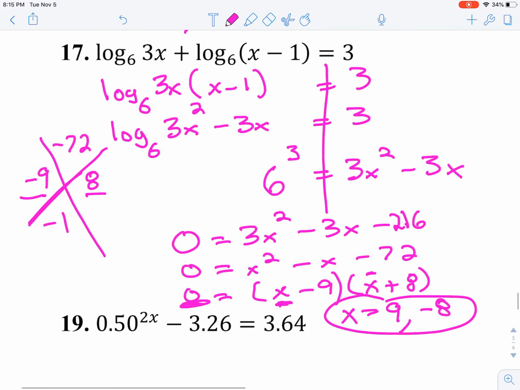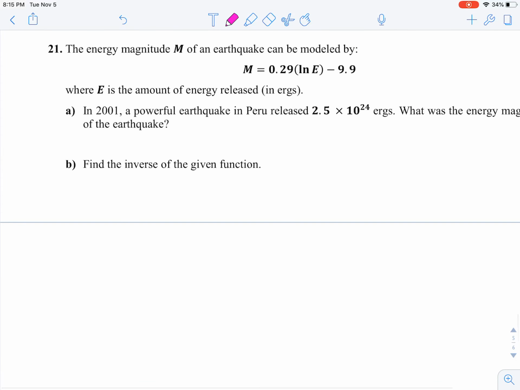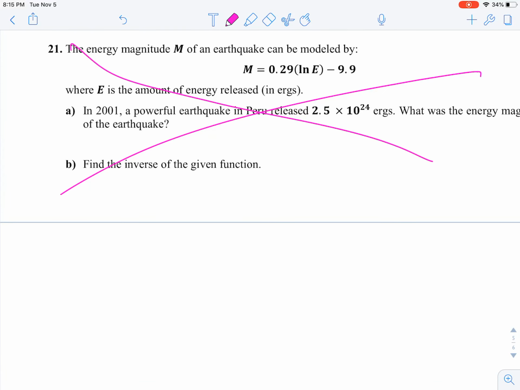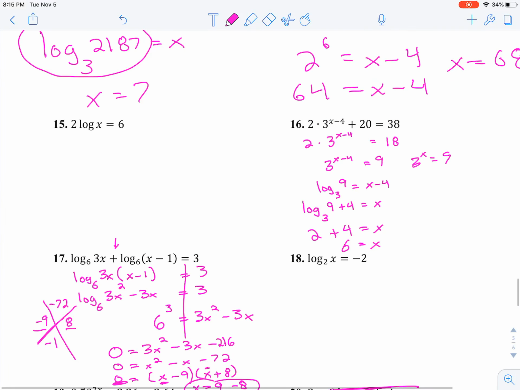Tough problem. Okay, the answers to all the rest of them are on Canvas. You don't have to do natural log. You do not have to do the earthquake problem, although we will get to those at some point. And that is going to be it for this study guide video.